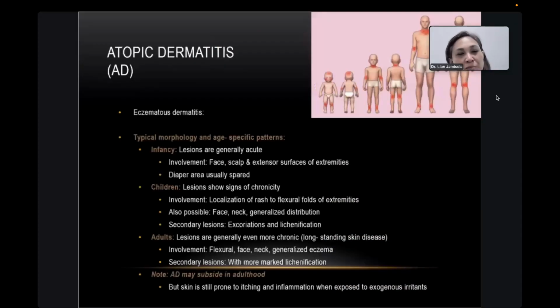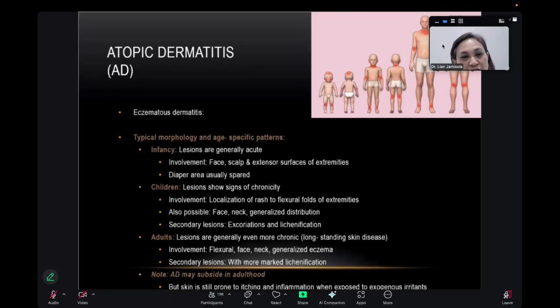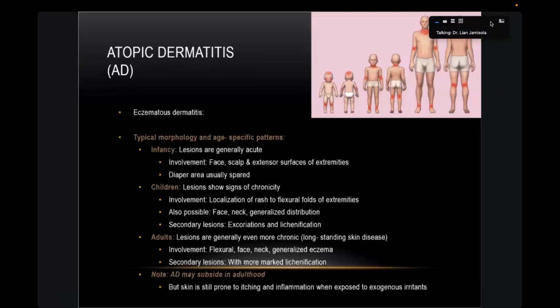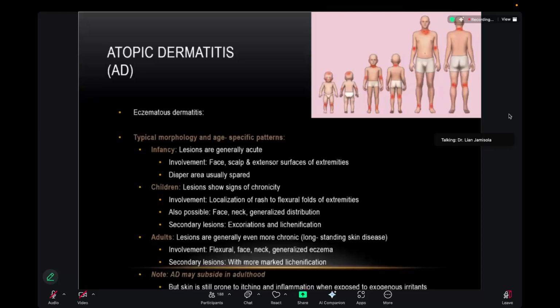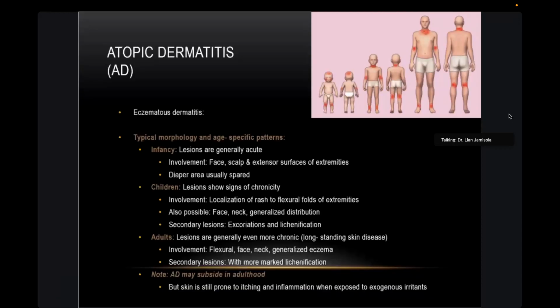So this is very important for you to know that the distribution differs depending on the age of the patient. Okay, so the typical morphology and distribution is age specific. Like for infancy, the lesions are generally acute and the involvement usually is the face, the scalp, and the extensor surfaces. And the diaper area is usually spared. So this differentiates it from other eczematous conditions.